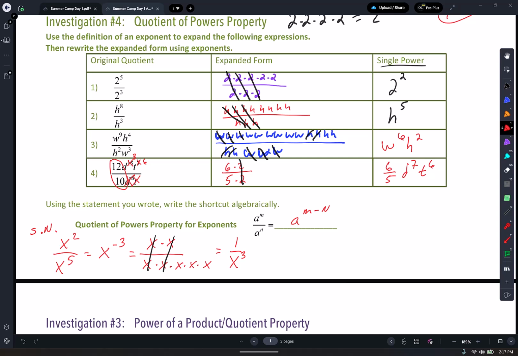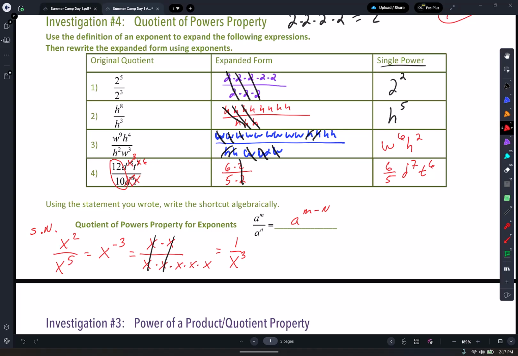So, class, what did we just learn right now? What's going on with this? If you have a negative exponent, you can turn it positive. If you have a negative exponent that's in the numerator, you can turn it positive by bringing it down to the denominator. Does that make sense?